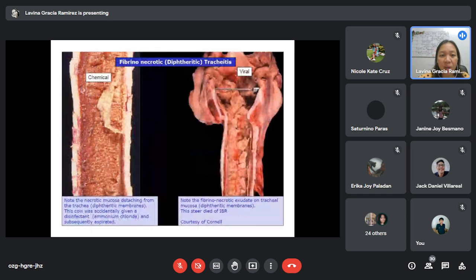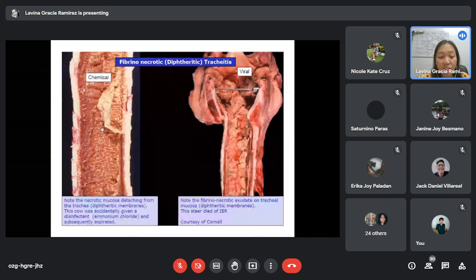So we have fibrotic tracheitis, which is diphtheritic, and one cause is chemical exposure, where the animal ingested a chemical. There is a little detachment or eroding of the area. The necrotic mucosa detaching from the trachea is the diphtheritic membrane, which occurs when a cow accidentally aspirates ammonium chloride or chemicals that are irritants.